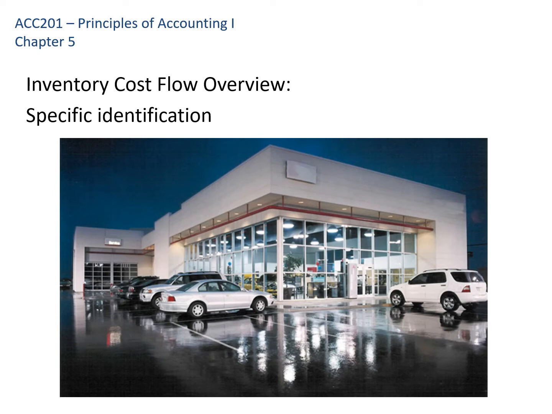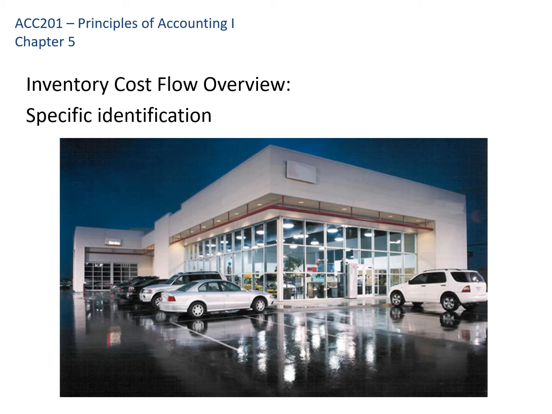So there's 4 different methods I want to talk about. The first method is actually the best method from a matching standpoint, and that's specific identification. That's where I can identify the exact item that a customer purchased, and I know what I paid for that item. So a car dealership is a good example of that.